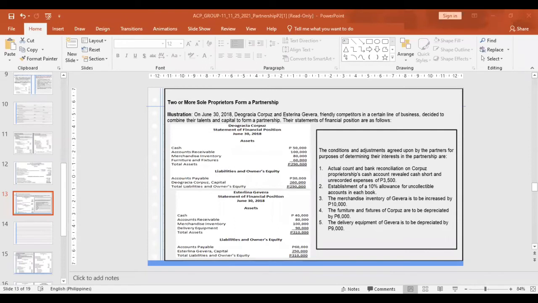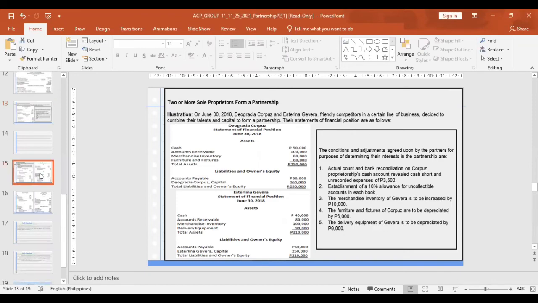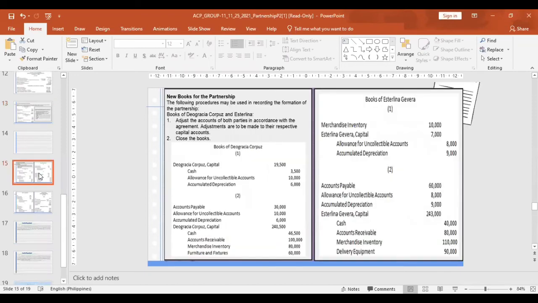So, tuloy na natin. Two or more sole proprietorships form a partnership. Actually, same lang siya doon sa nauna. Same lang kayo ng gagawin. Una, i-record natin yung mga adjustment, yung mga actual count, bank reconciliation, and corpus. And then, i-reconcile lang natin siya sa bagong new book of partnership.